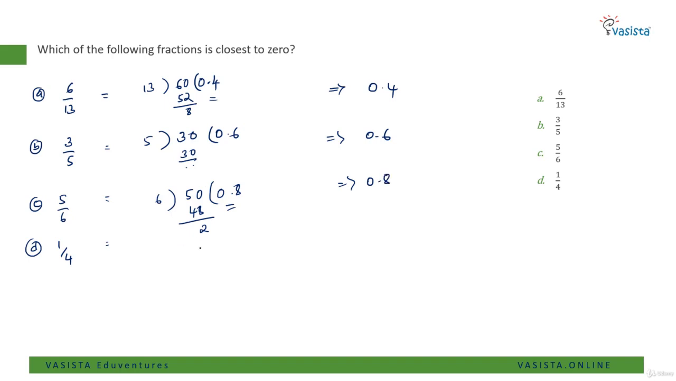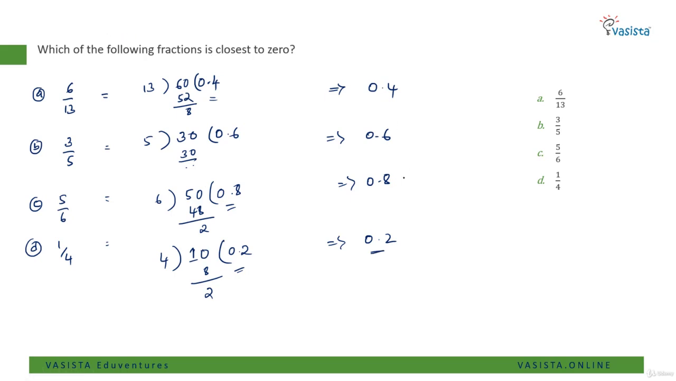The fourth one is 1 by 4, that is 1 divided by 4. Take a decimal point. 0, 4 2s are 8, remainder 2. Further division, as I told you, is not required. So 0.2. So the question is, which of the following fractions is closest to 0?